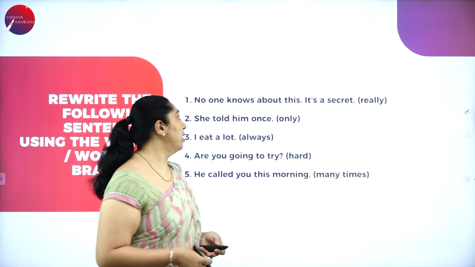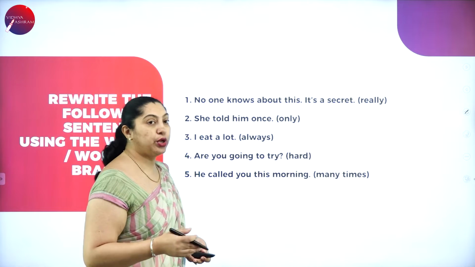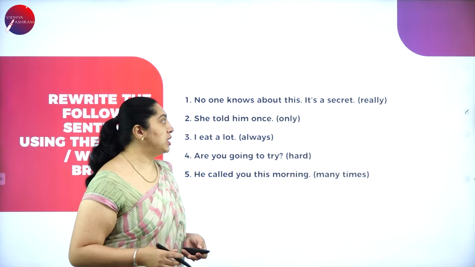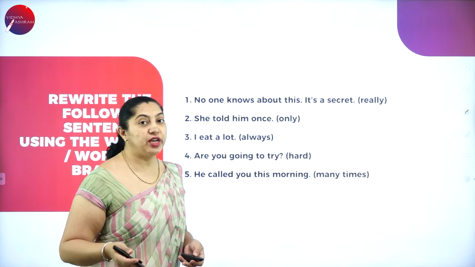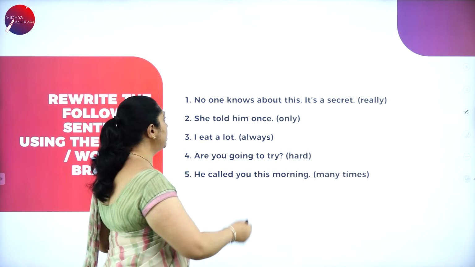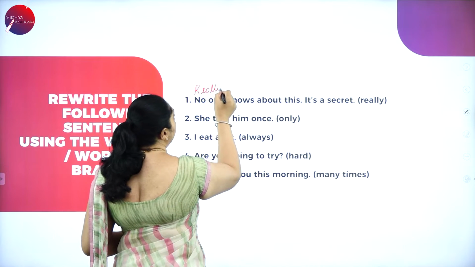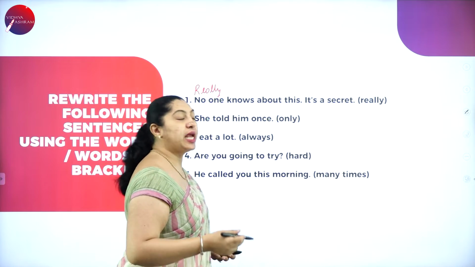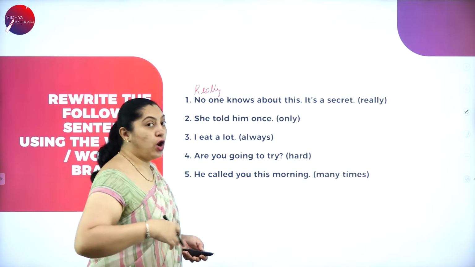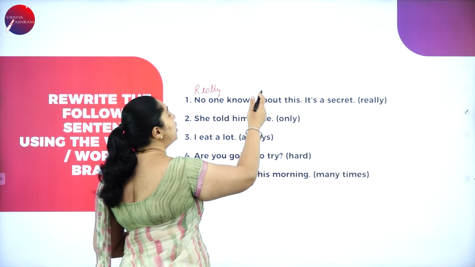Let's see the first one here. No one knows about this. It's a secret. You are supposed to use the word really. No one knows about this. It's a secret. Really. Is it possible? No, the sentence is not correct. You can use it like this: Really, no one knows about this. It's a secret. That is correct. Or you can write it this way also: No one really knows about this. It is a secret.